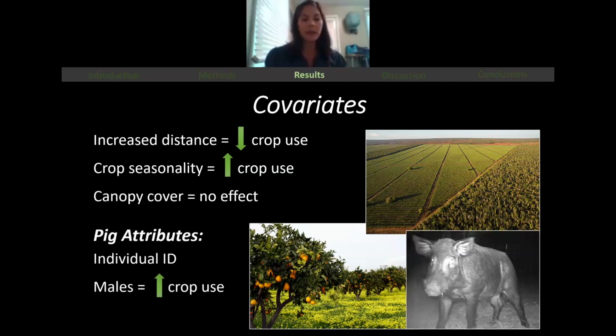And then we did find significant variation in individuals. So within all of our wild pigs, there was significant variation. Each individual pig showed different behavior in terms of using crops. And we found that males used crops 20% more than females and visited crops 58% more of the time compared to females.